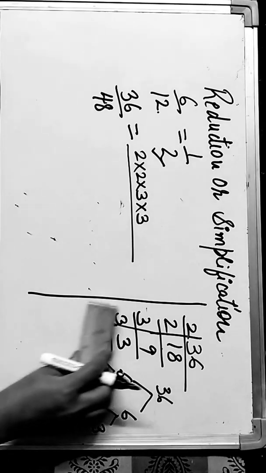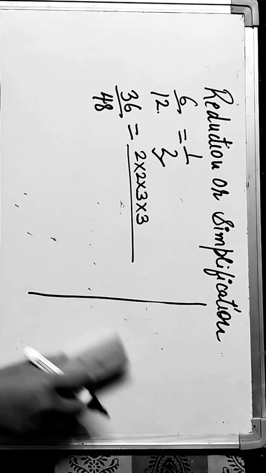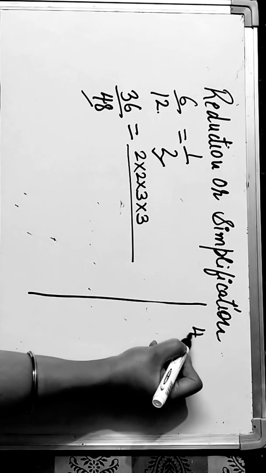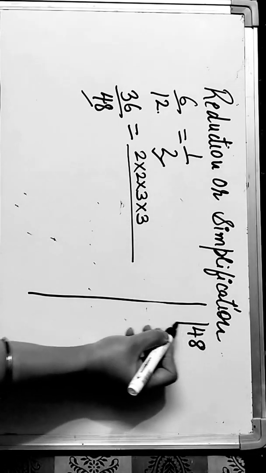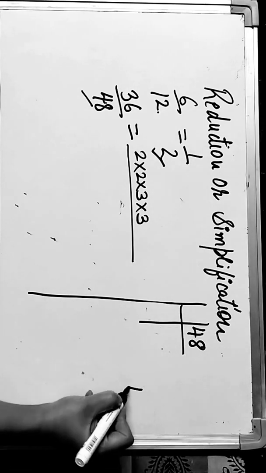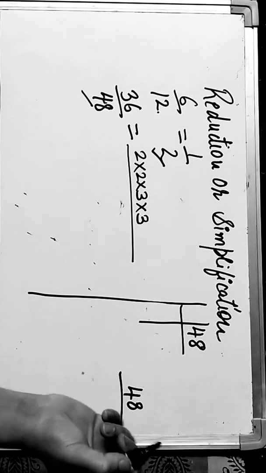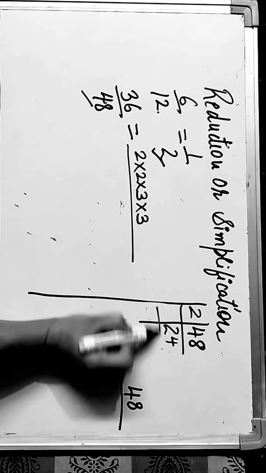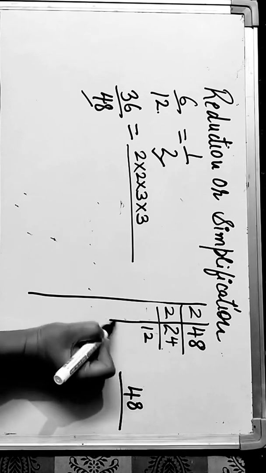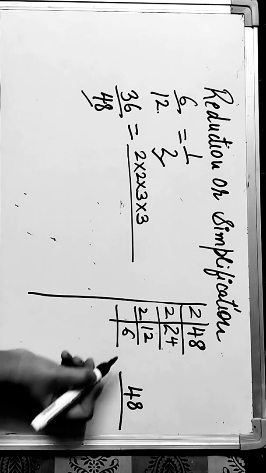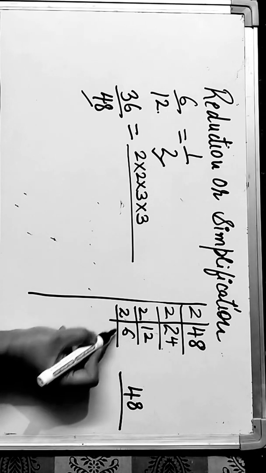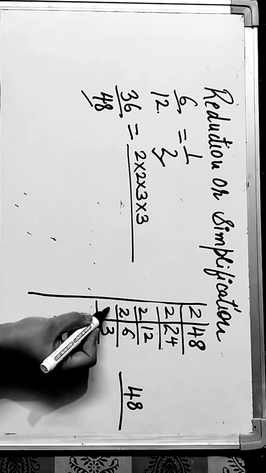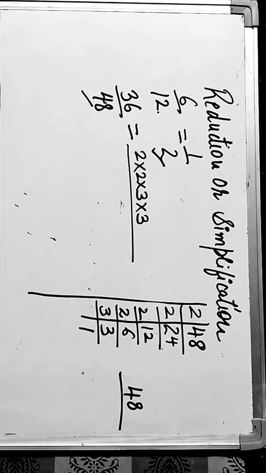Similarly, we'll find out the factors of the denominator. What was the number here in the denominator? 48. So there are two ways. One is the factor tree, because we have to find out the prime factors. So this will be 2 24s are 48, 2 12s are 24, 2 6s are 12, 2 3s are 6, and 3 1s are 3.